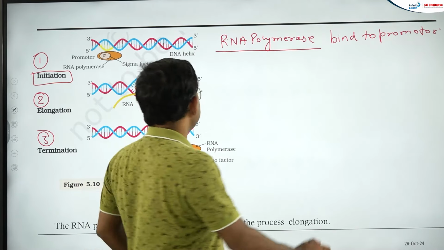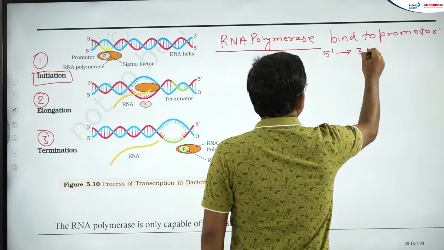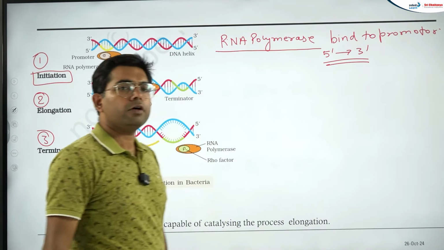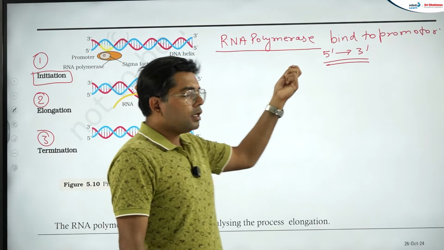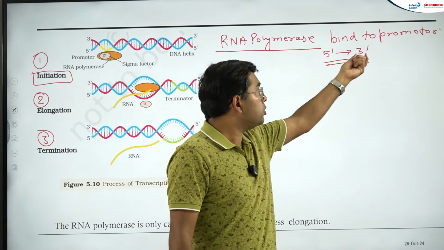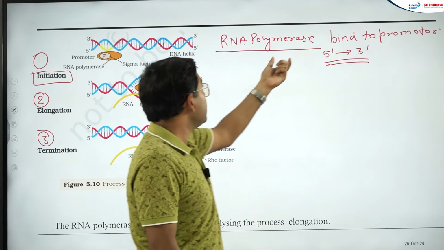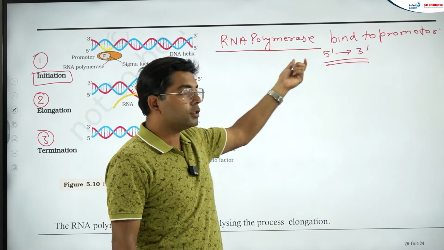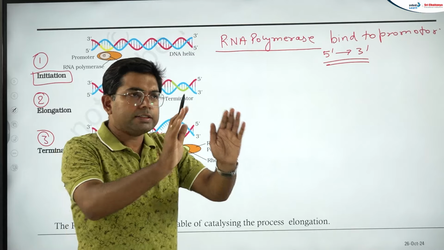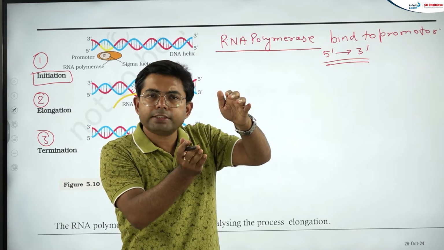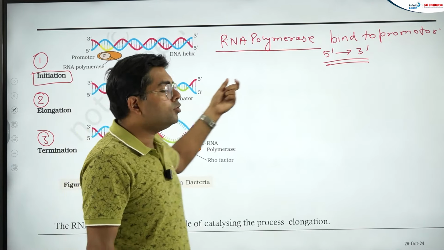Now this RNA polymerase works in the 5' to 3' direction, and here the new unit will be attached to the 3' end. So here we see RNA polymerase functioning in the 5' to 3' direction. So initiation is taking place, the single-stranded bubble is created, and now the RNA polymerase will start moving.